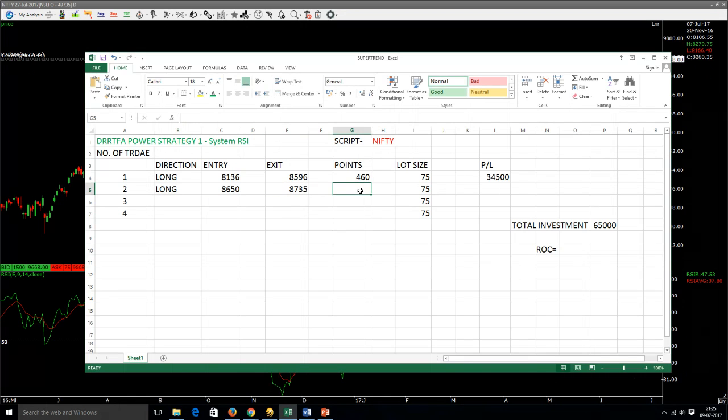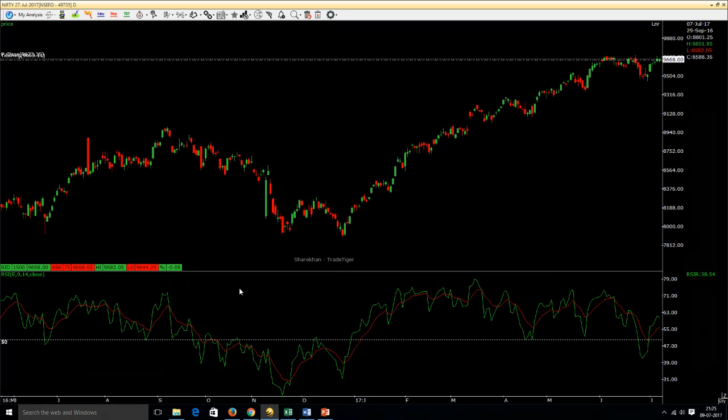So we exit at 8,735. So our points are equal to this minus our entry. So accordingly, our profit loss is equal to our points multiplied by the lot size of the Nifty, 6,375. Let's again continue from here.